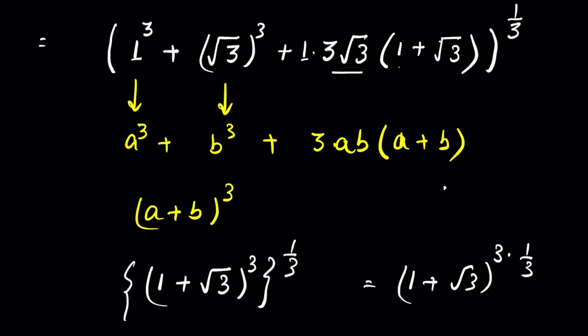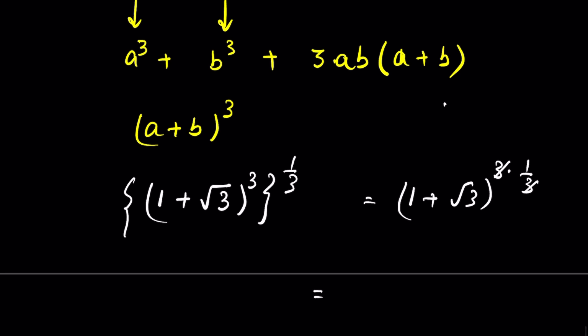3 times 1 upon 3. 3 and 3 gets cancelled. So answer is 1 plus square root of 3.